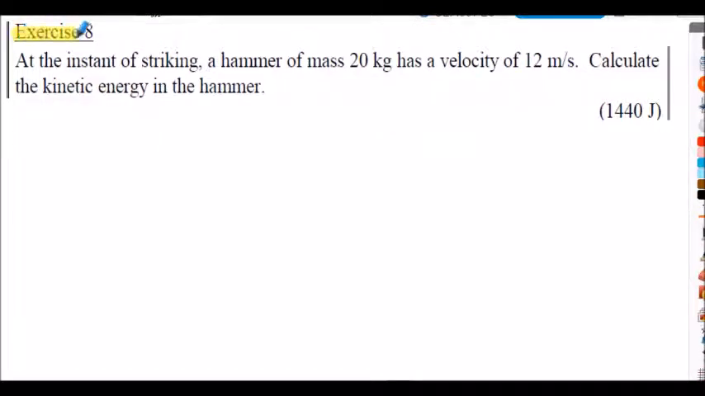Exercise 8. At the instant of striking, a hammer of mass 20 kilograms has a velocity of 12 meters per second. We're asked to calculate the kinetic energy in the hammer. Exercise 8 is very similar to exercise 5, so I'd encourage you to stop the presentation and attempt exercise 8. The answer is shown in the brackets on the right hand side. The solution is shown on the following slide.